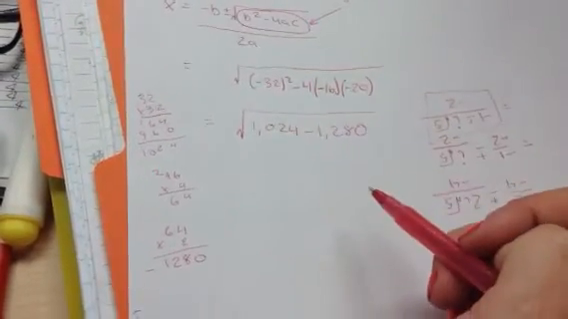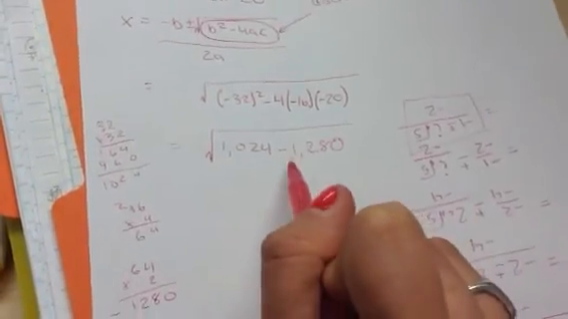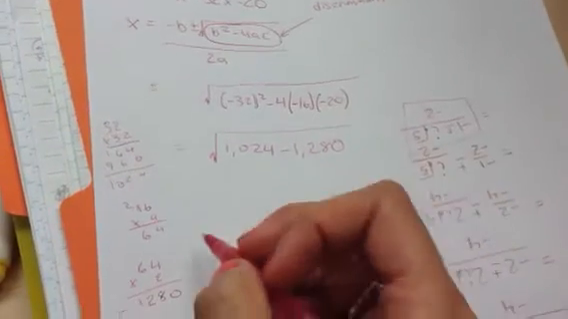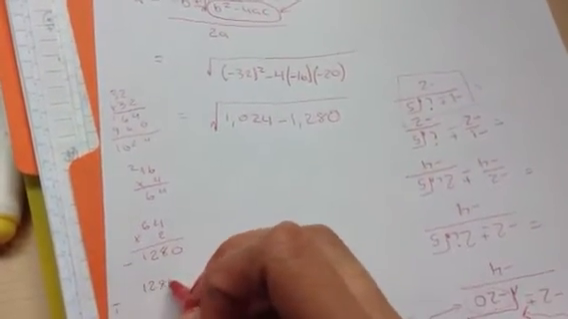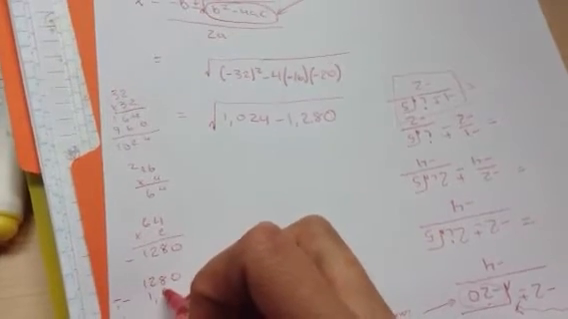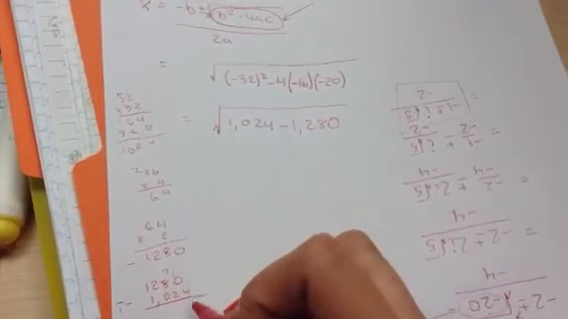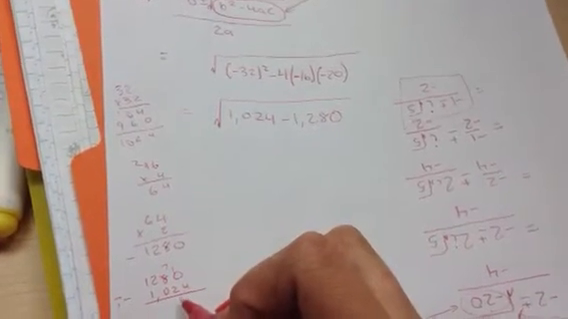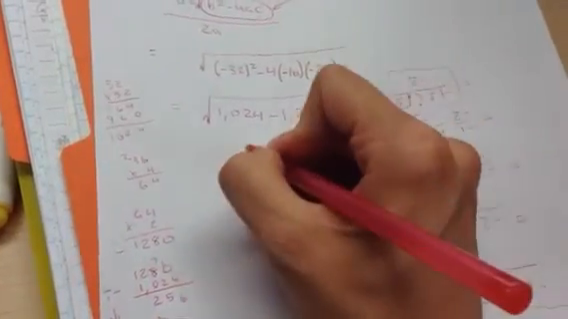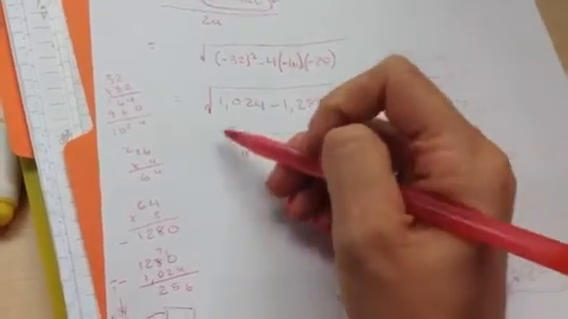1,280. So if I'm taking the difference between these two numbers, I know the bigger number is negative, so I know that my answer is going to be negative, but I'm still just going to take the difference. So 1,024 minus 1,280. I get the square root of negative 256.